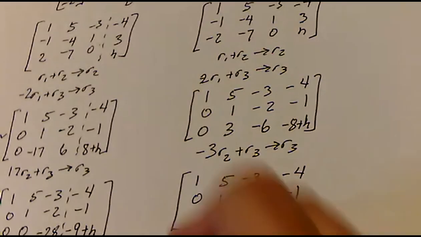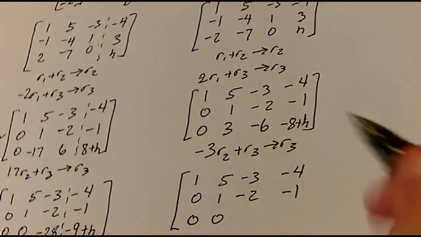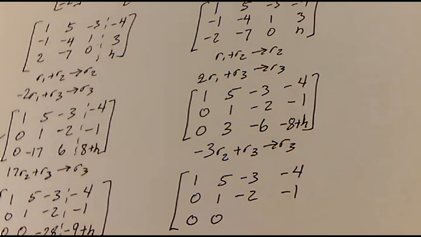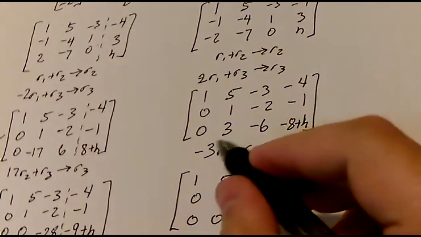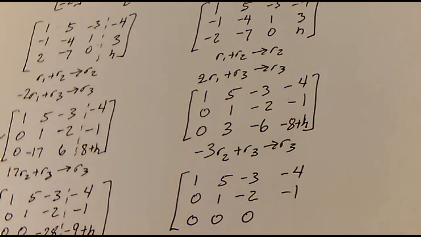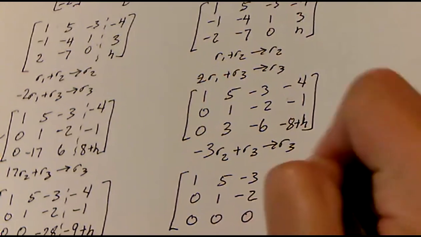not going to change. Row 3 now, 0 plus 0 is 0. -3 and 3 is 0. -3 going to give me a +6 here. +6 and -6 is going to be 0. Okay, and now -3 is going to give me a +3 there. So 3 minus 8 is going to be a -5 plus h.